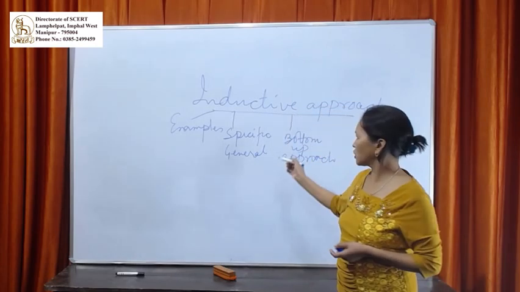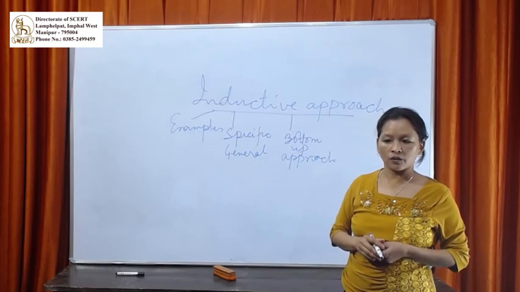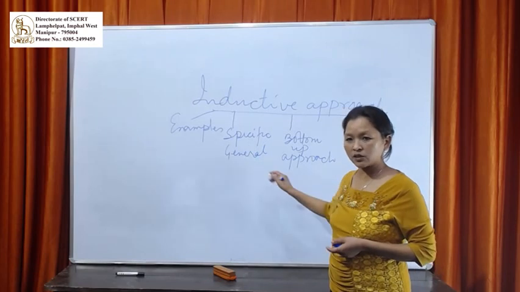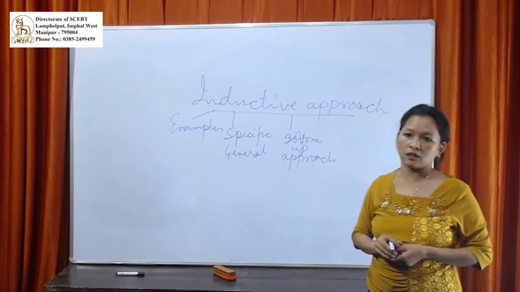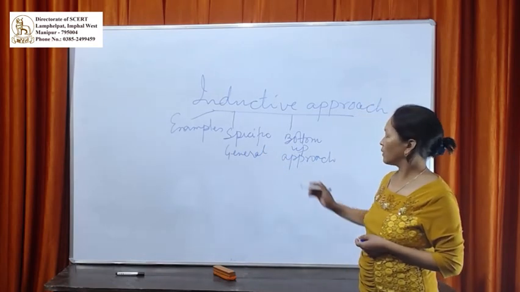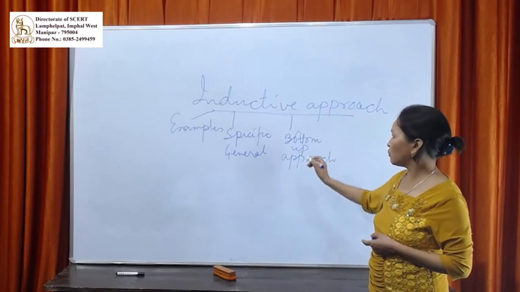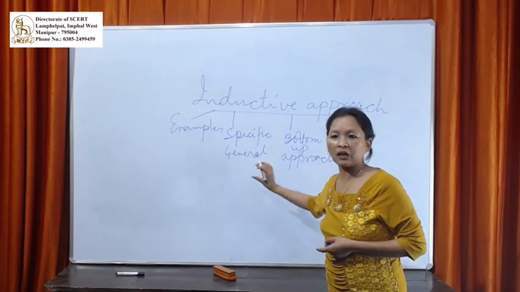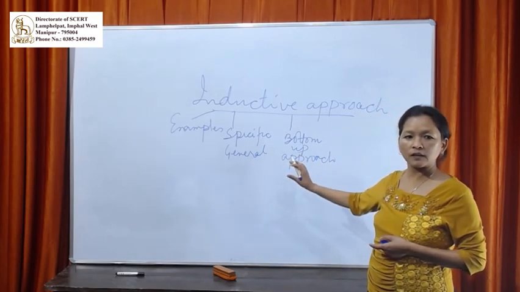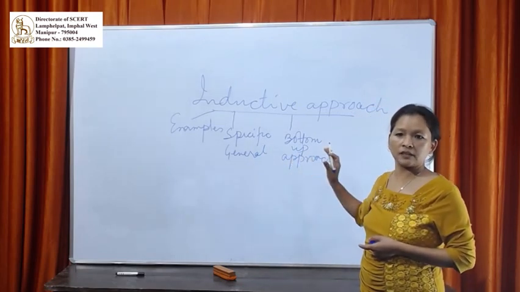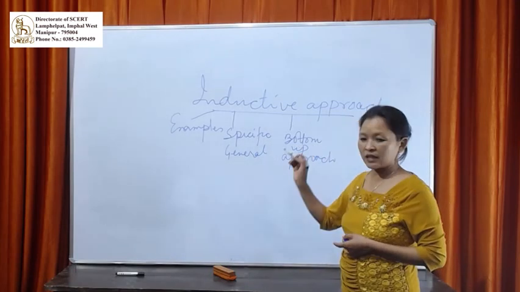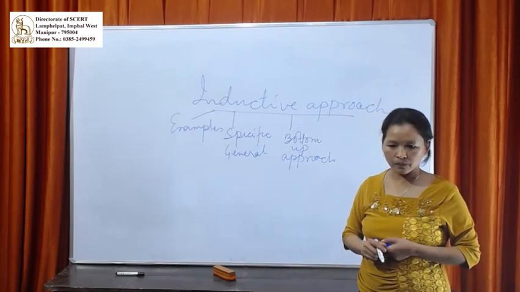Why do we say it is a bottom-up approach? Because we start with the words. First, in a sentence, we point out the words, the nouns. In a bottom-up approach, we start from the smallest. It starts with words, then sentences, then main ideas, then we come to themes. This inductive approach is a bottom-up approach.